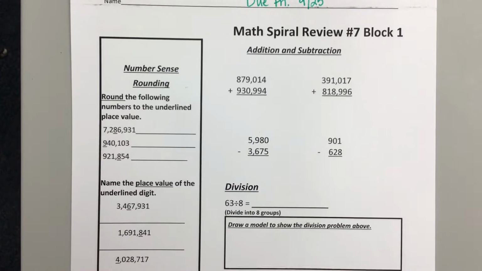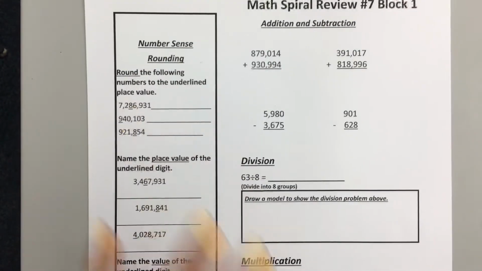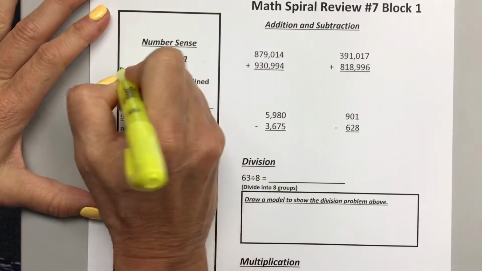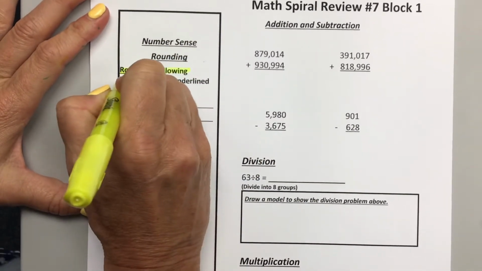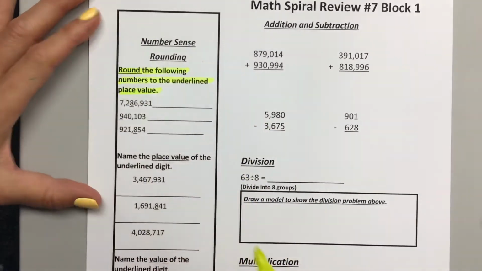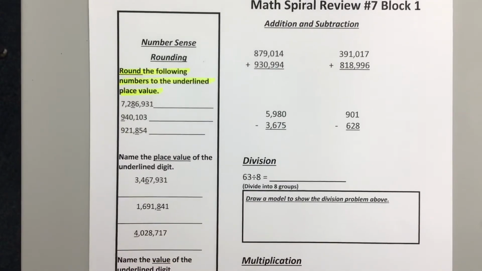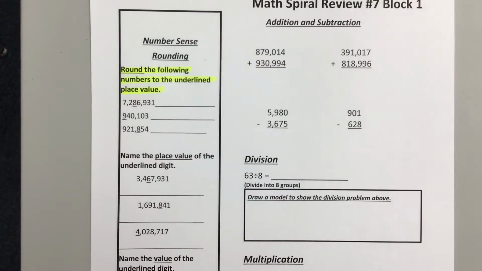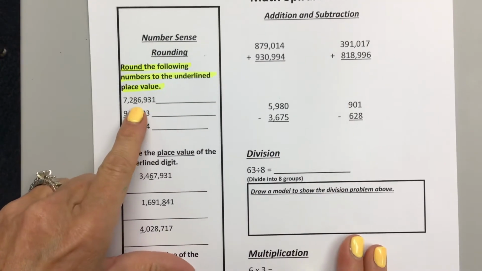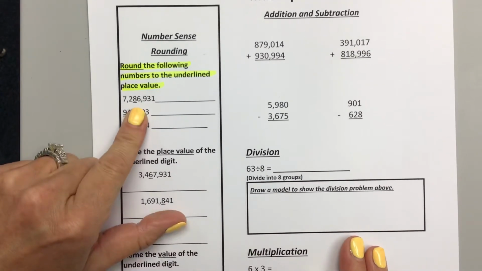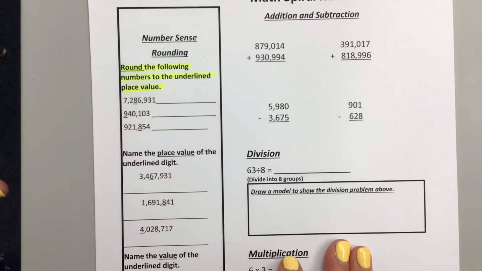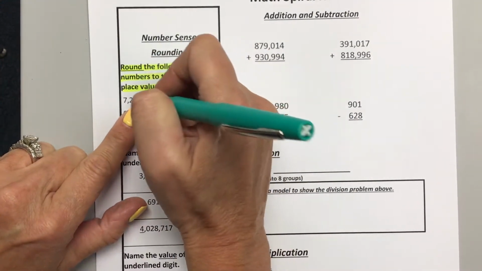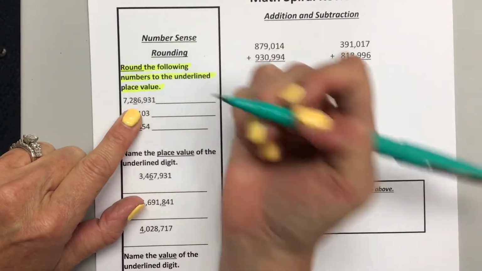Okay, in the directions, over here in the number sense column, the first set of numbers, we're rounding the following numbers to the underlying place value. Okay, so I will do the first one with you. If you'll remember, we look at the steps. The first step is to underline the digit in the place value column. I'm sorry, they already did that first step for you, which was underline.